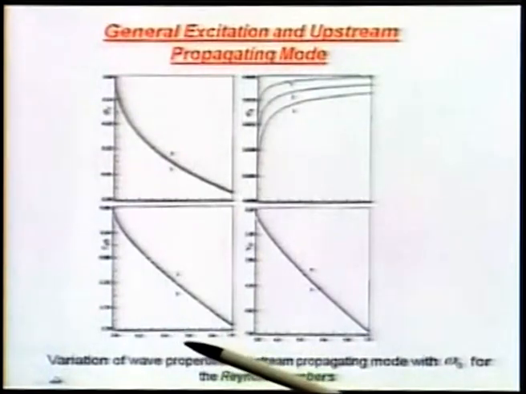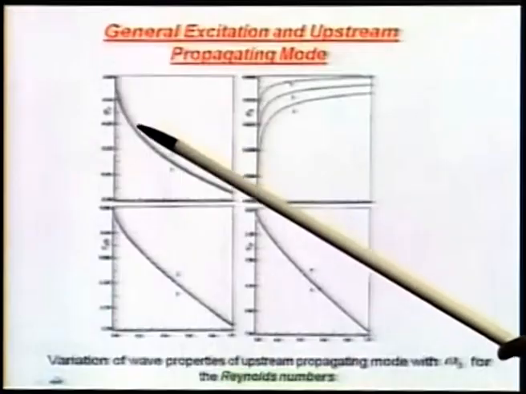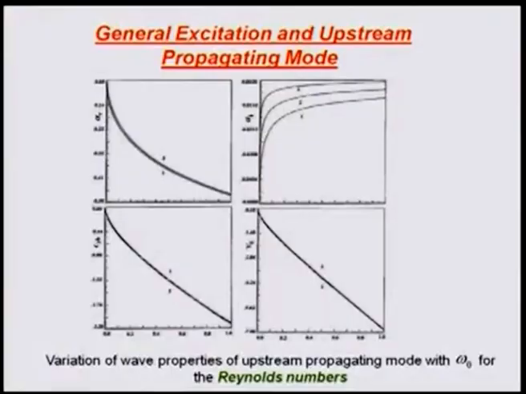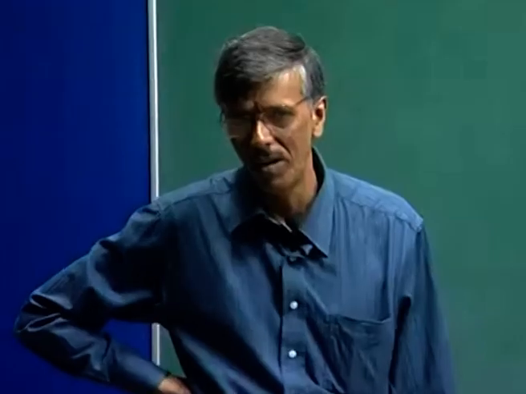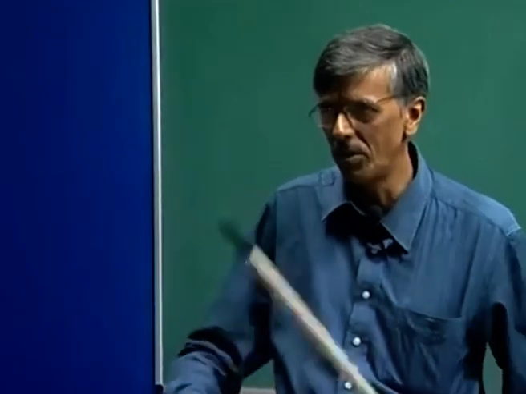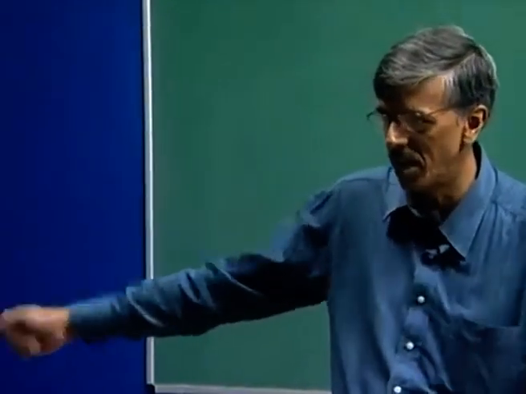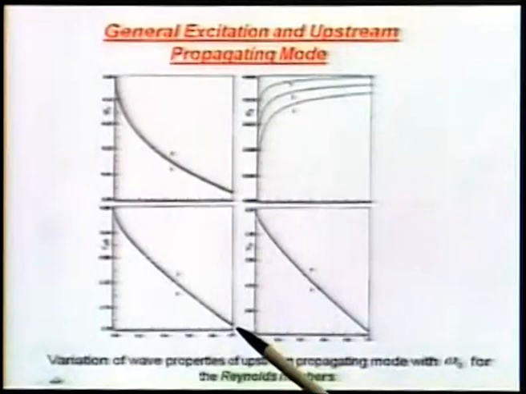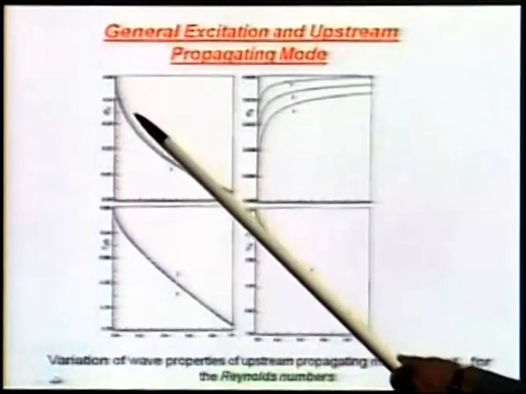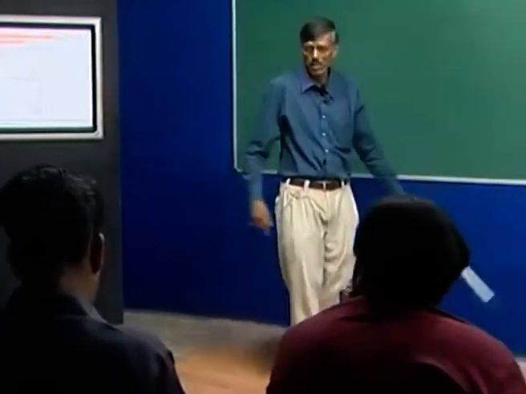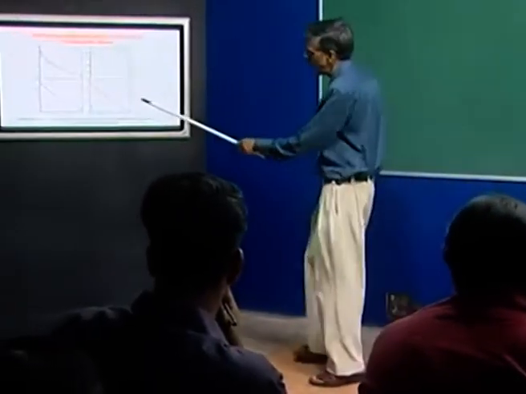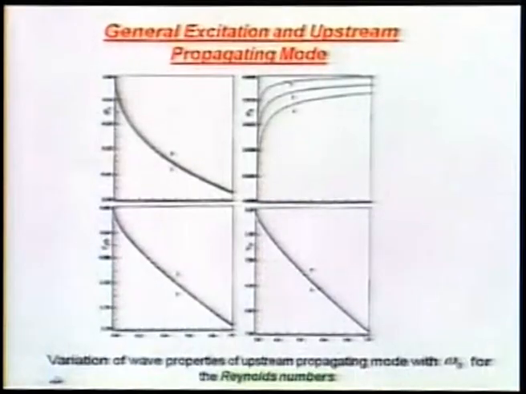Of course, this x axis is omega naught, and as omega naught increases, you can see the value of alpha I is decreasing. What does decrease in alpha I mean? It means you are going to create waves of larger and larger wavelength. This is the property of your upstream propagating mode. We have plotted up to omega naught equal to 1, and it kind of affects the boundary layer almost similarly. Only thing is, the wavelength of those disturbances keeps increasing.